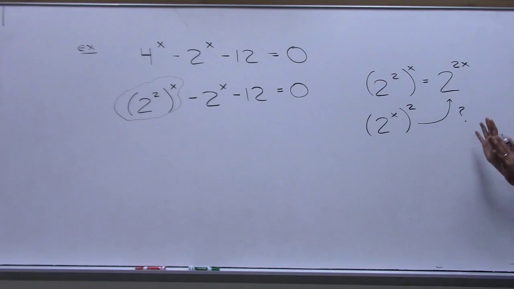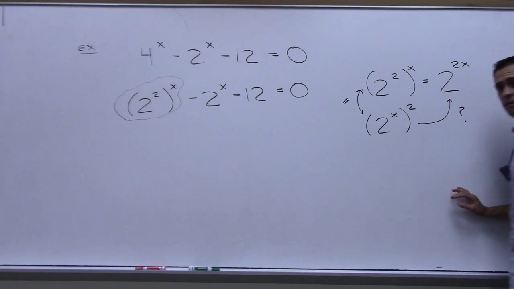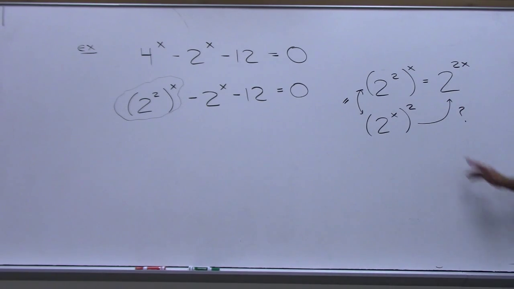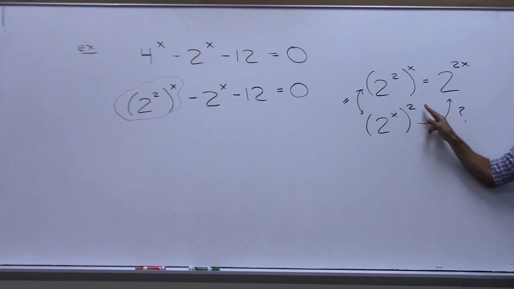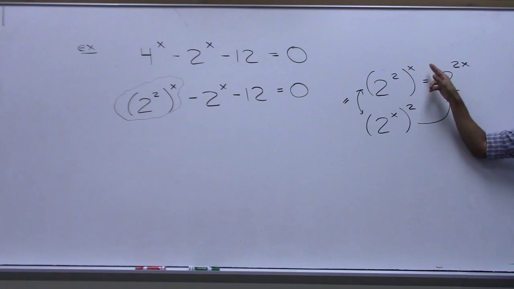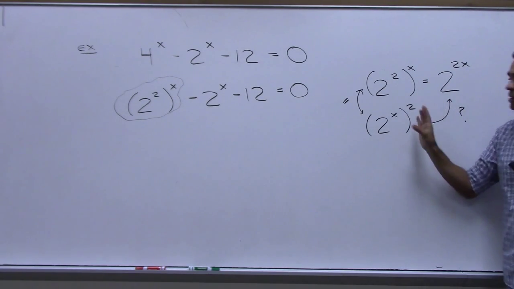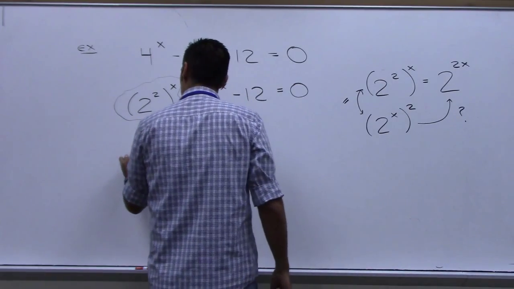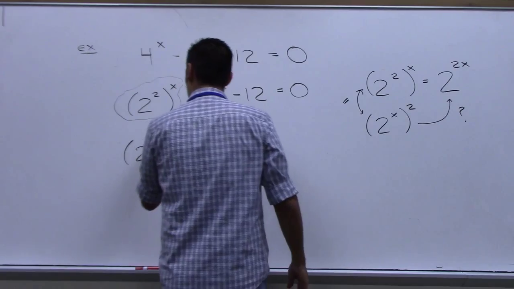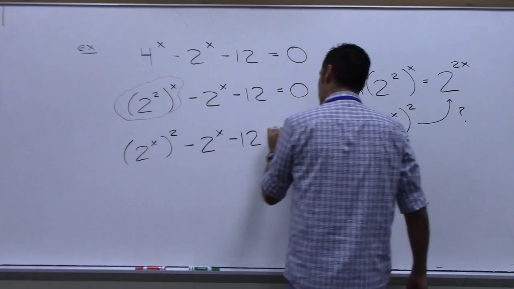So what I'm trying to get you to see is that these two are equal, aren't they? 2 to the 2 to the x is the same as 2 to the x to the 2. 2 squared raised to the x power is the same as 2 to the x power squared. And now I'm going to use this right here to rewrite this as 2 to the x squared minus 2 to the x minus 12. Does anybody see it yet?